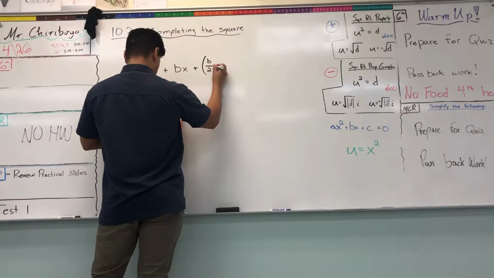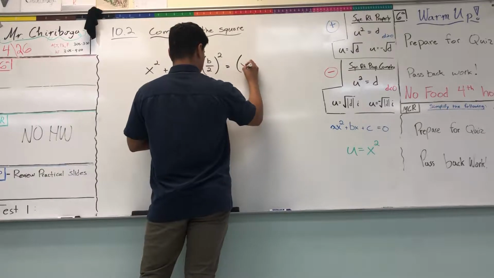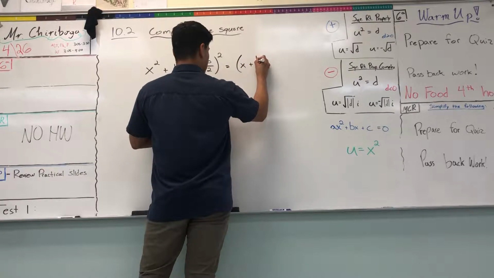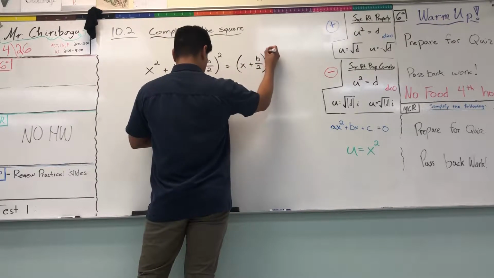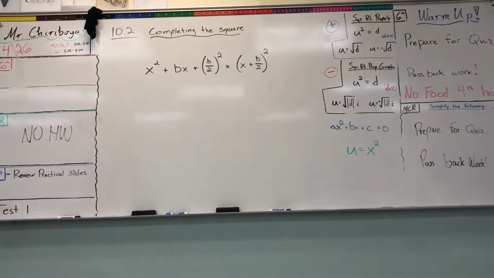B over 2. Write this down, write this down. Let's go. I'm gauging participation. Wait, is it a B or a C? It's B's. They're all B's. This is called the complete the square formula.